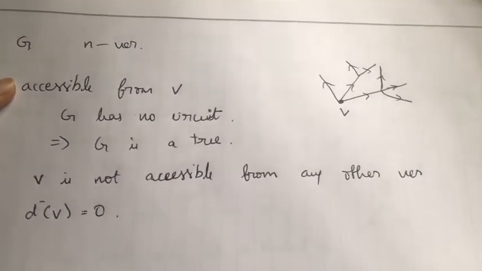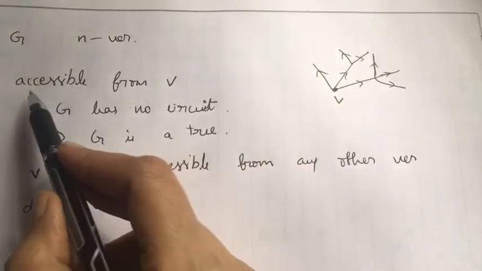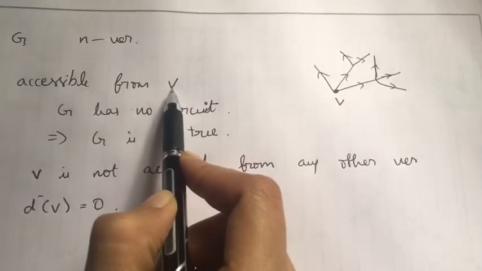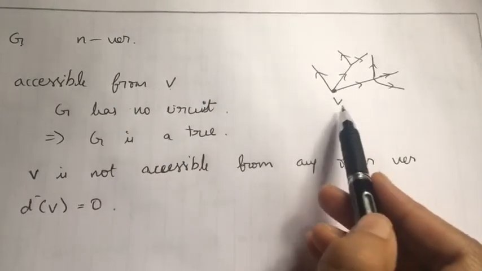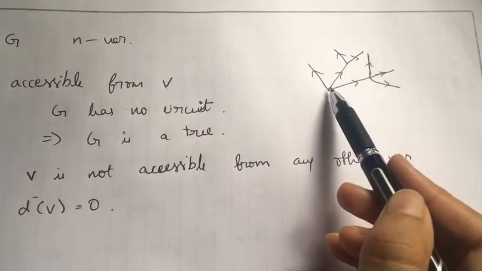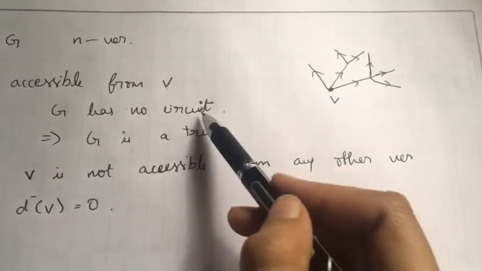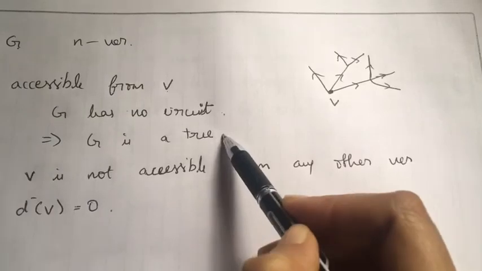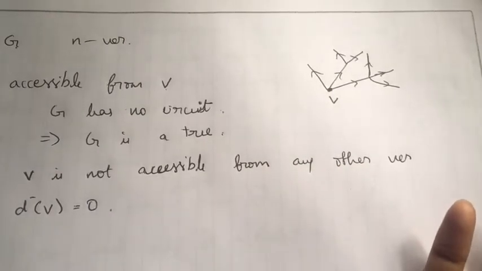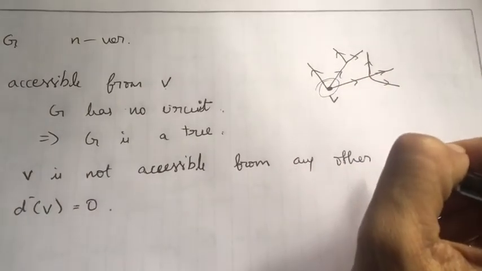I'm so sorry. It's mentioned all vertices are accessible from V, right? Therefore, I can say that suppose this is my V for this graph. Every other vertex is accessible from V. Therefore, I can say it has got no circuit. Therefore, it must be a tree. Now, it's mentioned that V is not accessible from any other vertex. Therefore, in degree of V must be equal to 0.